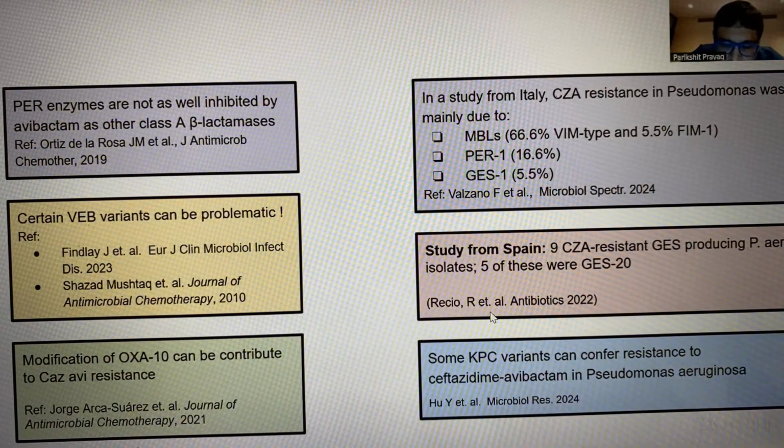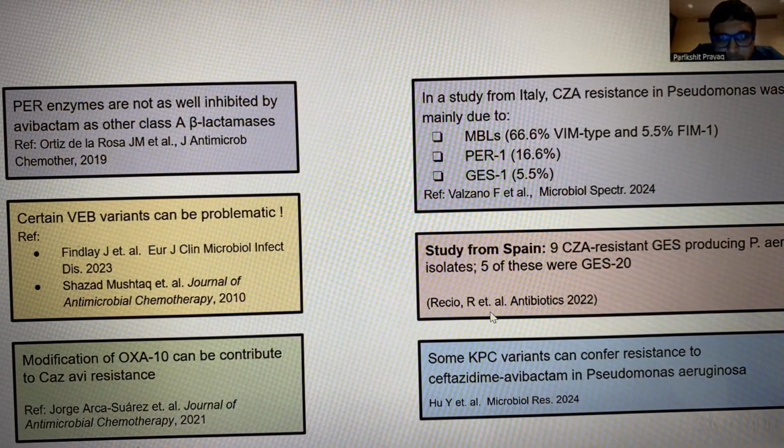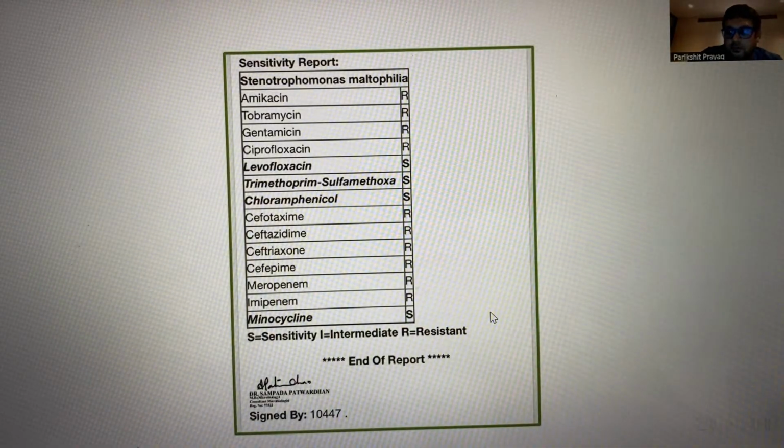So look at this Spanish study here. There were 9 Caz-Avi aztreonam resistant GES-producing Pseudomonas. 5 of these were GES-20. There are others as well, GES-19, GES-26. These are also not very forgiving subtypes when it comes to avibactam inhibition. And then there could be certain OXAs like OXA-10, which could be a problem. Some KPC variants could be a problem. So there could be various reasons due to which the synergy of Caz-Avi aztreonam is failing, largely because of efflux. But remember, efflux is not the only reason why such synergy will fail.